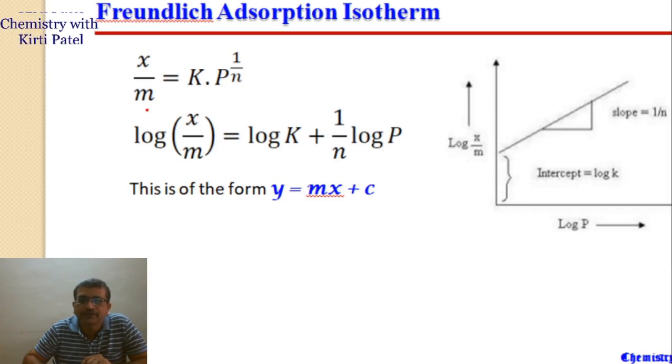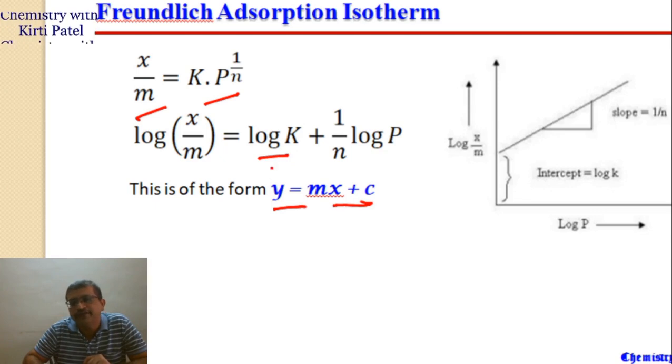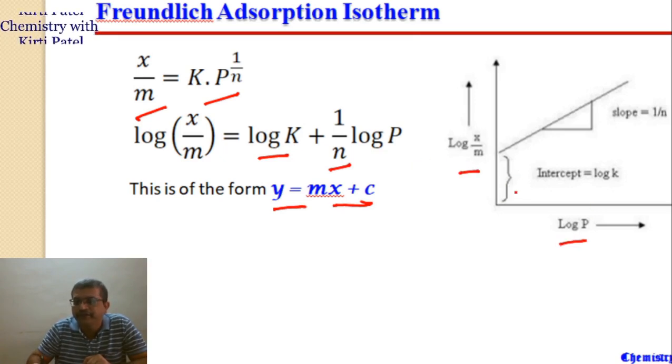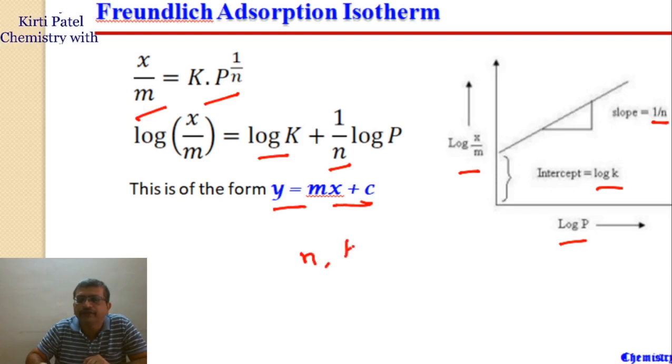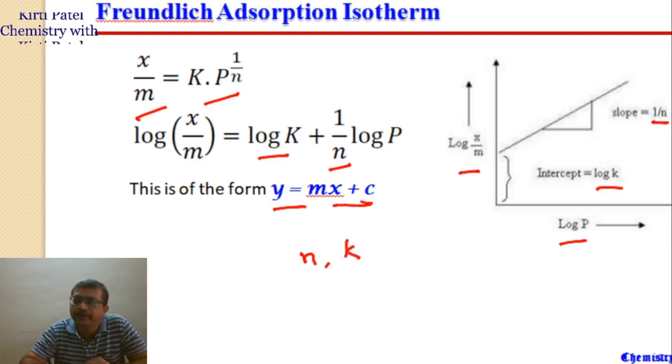These constants can be determined in different ways. One way suggested by Freundlich was by taking log on both sides of the Freundlich equation. We get log of x by m equals log of k plus 1 upon n log of p. This is of the type y equals mx plus c, with intercept on the y-axis as log of k and slope as 1 by n. So if we plot a graph of log of x by m versus log p, we will get an intercept on the y-axis as log k, and the slope of the graph will give us 1 by n. So we can calculate both n as well as k values from this experiment. This we will be doing in our experiments also.